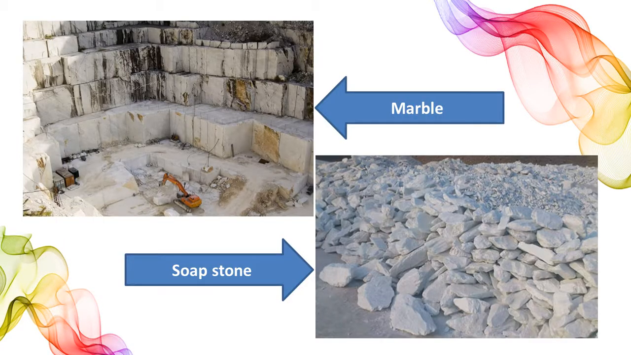Students, what do you find in this picture? Yes, you have seen the marble and soapstone. Yes, we find different types of rocks. Some are very hard like marble, which has been used for making the Taj Mahal. And some of the stones are very soft, like soapstone. This soapstone is used for making talcum powder.